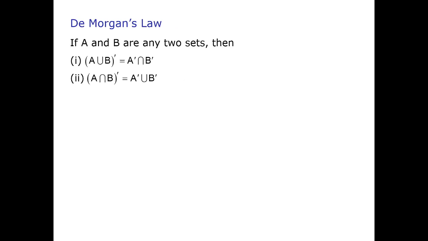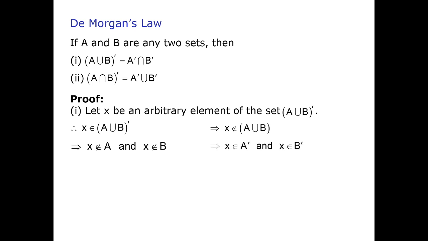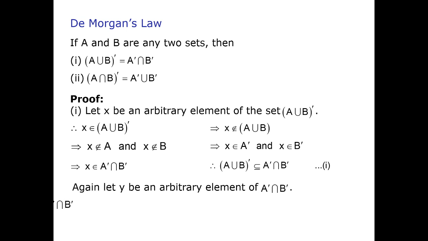De Morgan's law: A union B whole complement is A complement intersection B complement. A intersection B whole complement is A complement union B complement. Proof is very simple, because if x is a member of (A union B) complement, then x is not a member of A union B. Definitely x is not a member of A, and x is not a member of B as well. It means x belongs to A complement and x belongs to B complement. Obviously, x is a member of both A dash and B dash. And similarly, you can do the reverse part and the equality holds true.